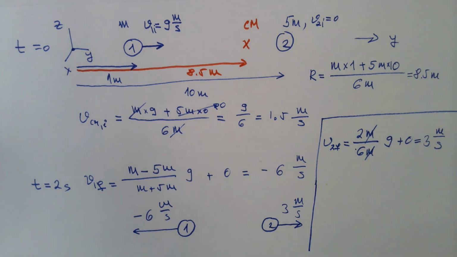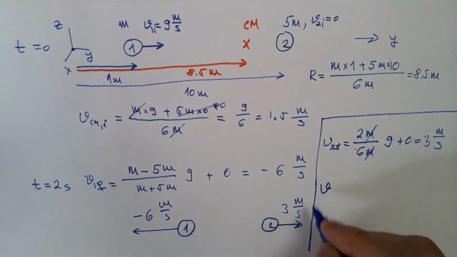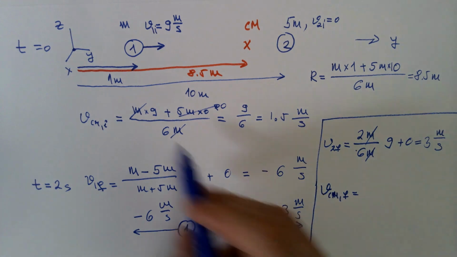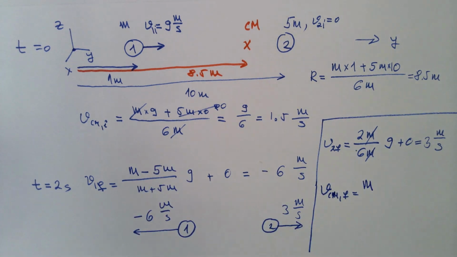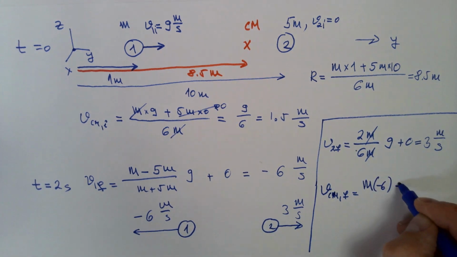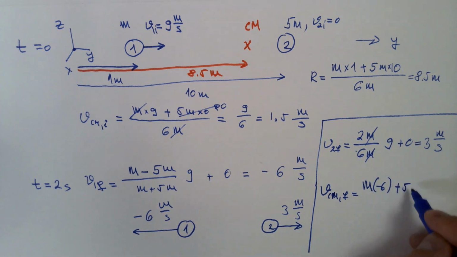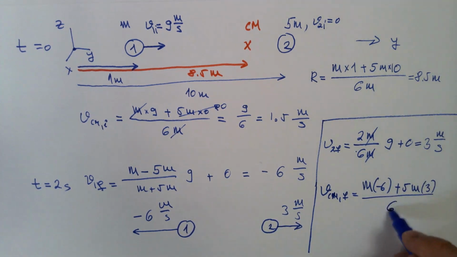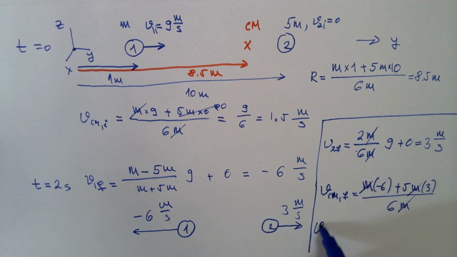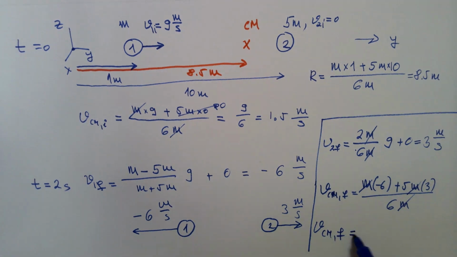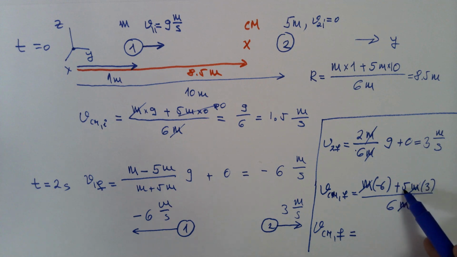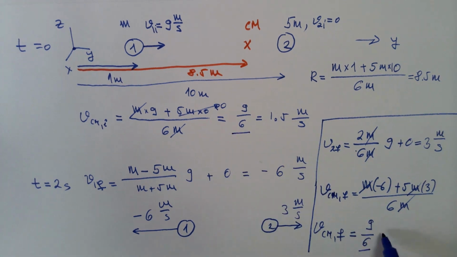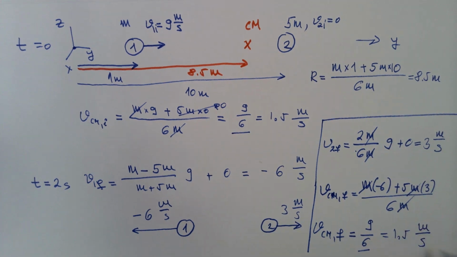Punchline number 2 is: what is the velocity of the center of mass after the collision, final? Well, that is m1, which is m, times minus 6, plus m2, which is 5m, times velocity 2, which is 3 meters per second, divided by 6m. Again, all these masses cancel. So 3 times 5 is 15, minus 6 is 9, divided by 6. But that's exactly what we had here. And that is therefore equal to 1.5 meters per second.